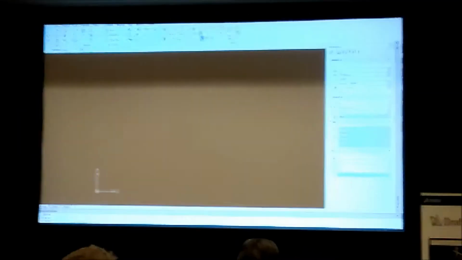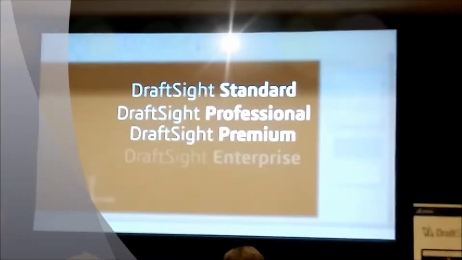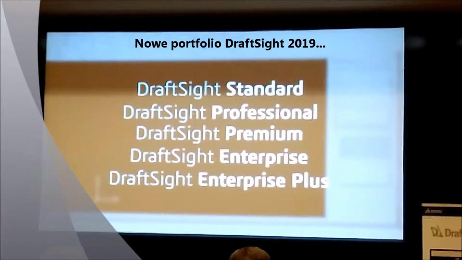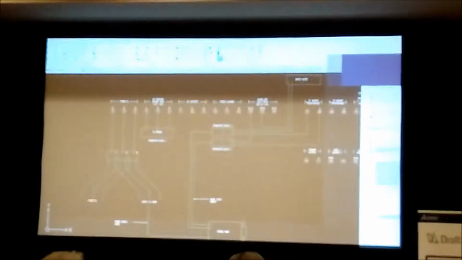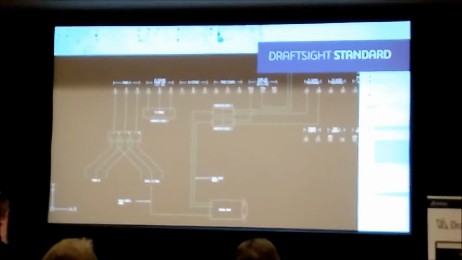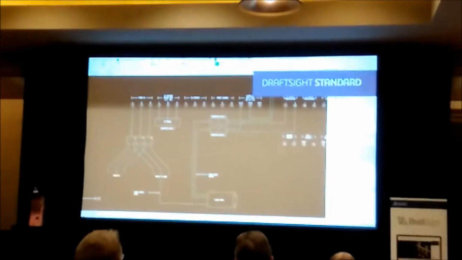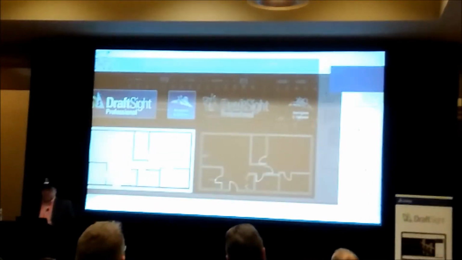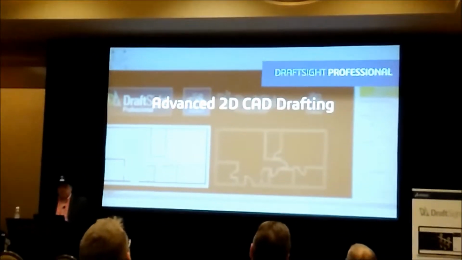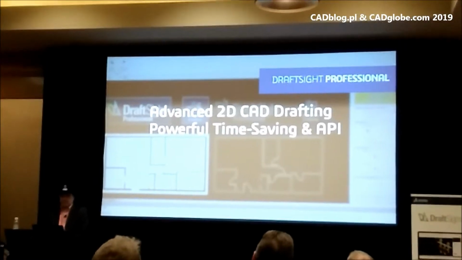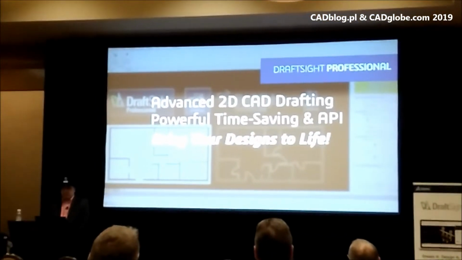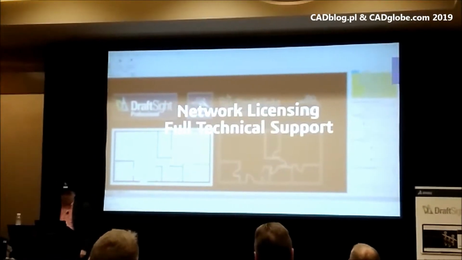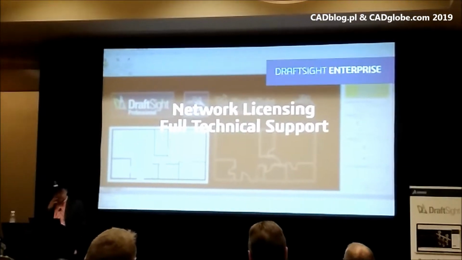With the new DraftSight 2019 product portfolio, you can choose between flexible offerings that let you design the way you want and achieve your design goals. DraftSight Standard is an essential 2D CAD drafting solution with a familiar user interface and fundamental 2D drawing tools. DraftSight Professional is an advanced 2D CAD drafting solution with powerful time-saving functionalities and an API to bring your designs to life quickly and easily. Looking to add network licensing and full technical support? Then choose DraftSight Enterprise.